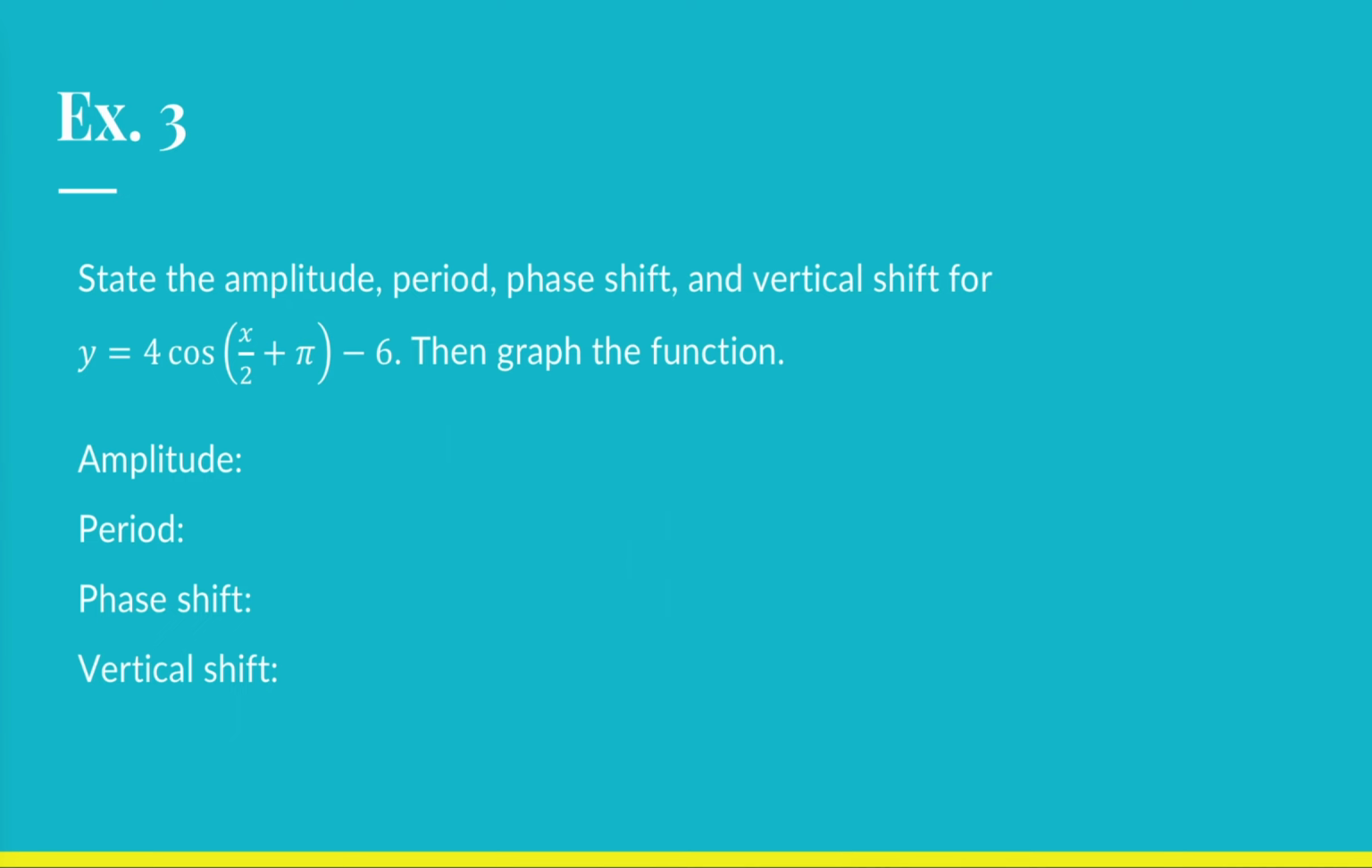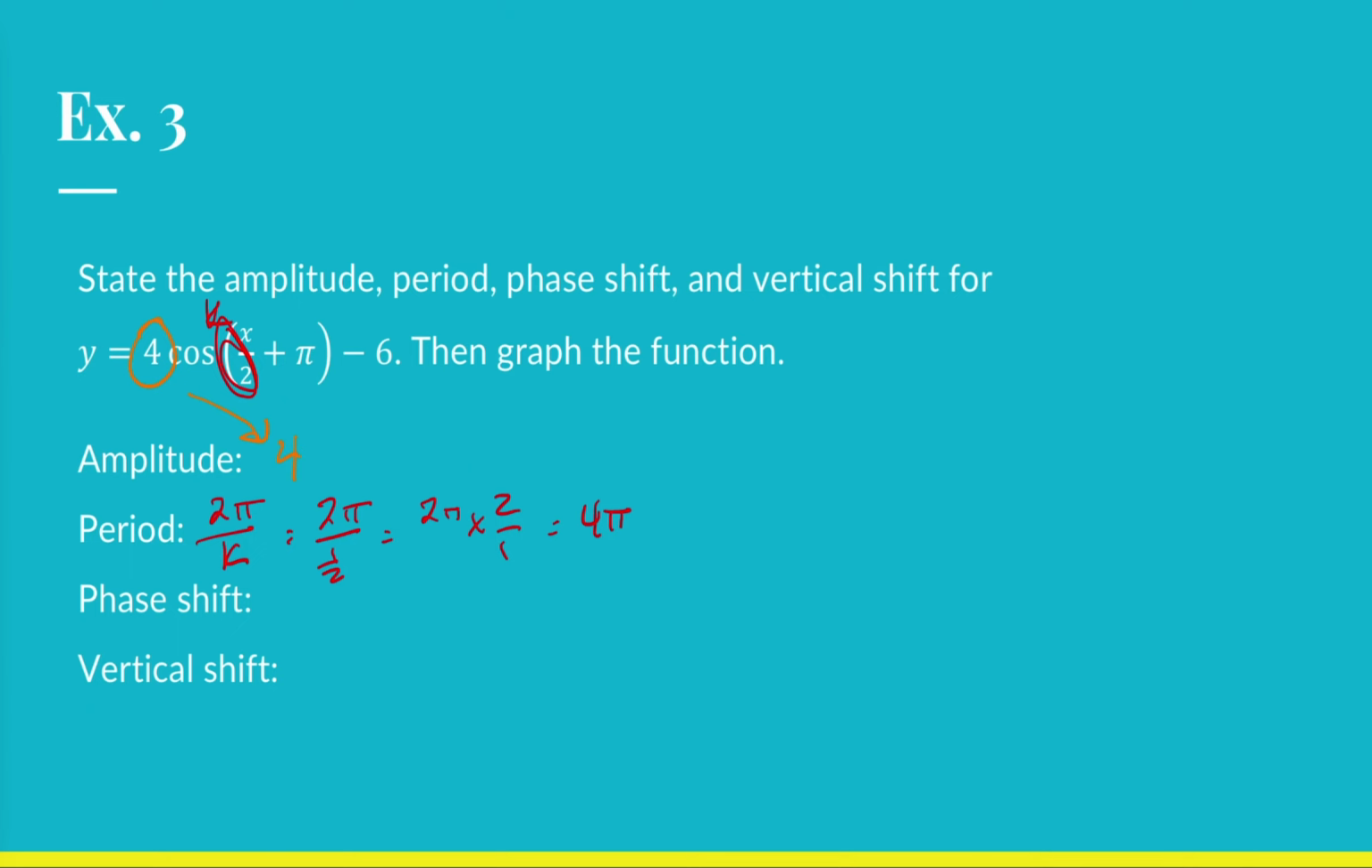Say the amplitude, period, phase shift, and vertical shift for y equals 4 cosine (x/2 plus pi) minus 6. Then graph the function. So the amplitude is 4. The period is 2 pi over k, where k is 1/2. Right, that's k. So 2 pi over 1/2 is 2 pi times 2 over 1, which is 4 pi.